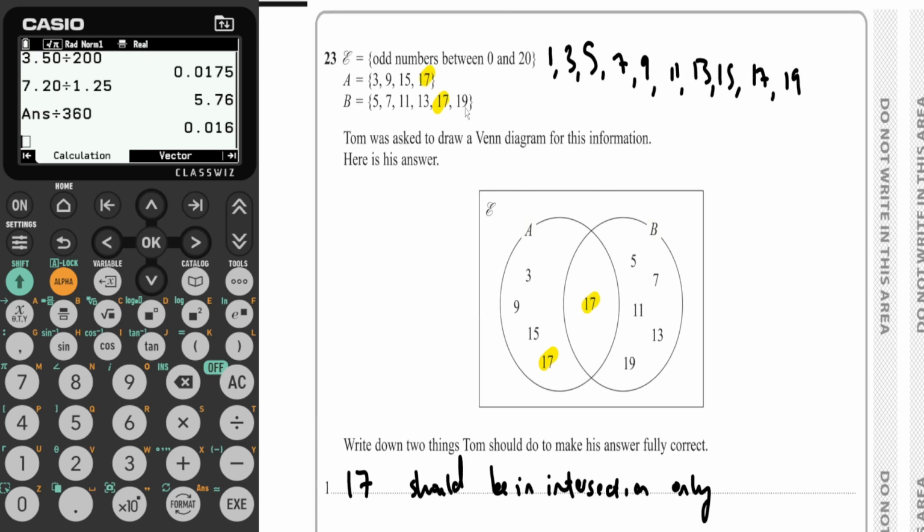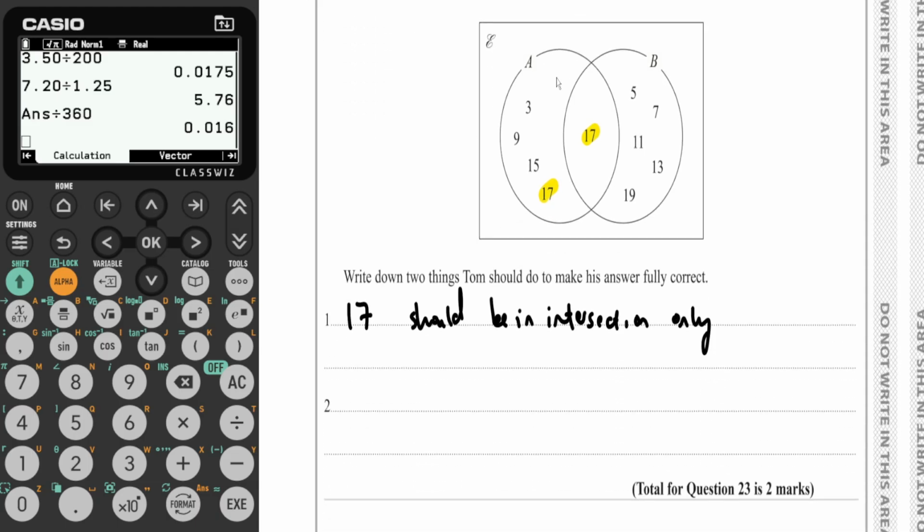Now A and B do not contain 1. So 1 should be in the outside region.